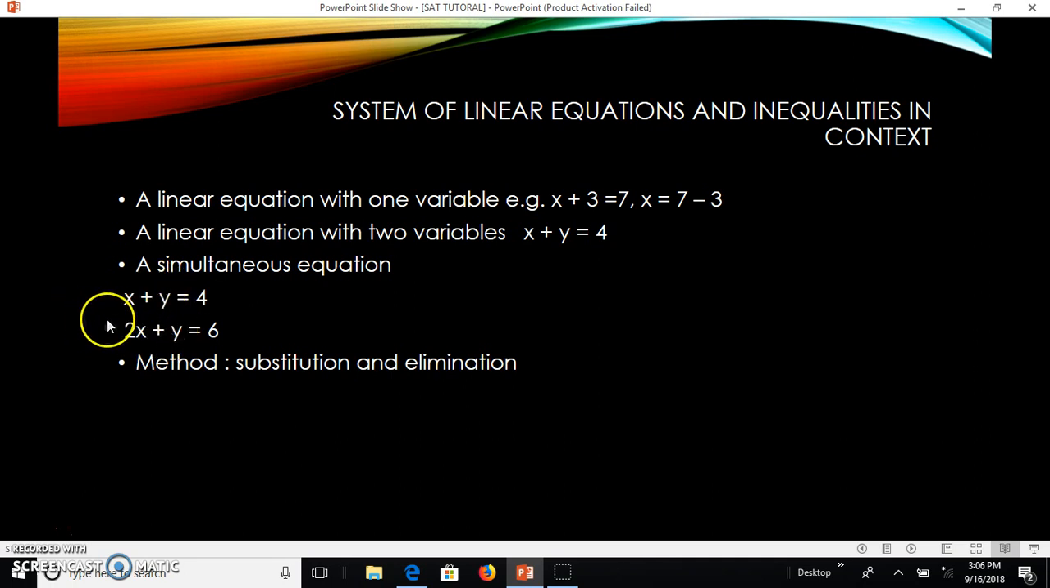If I subtract this equation from this equation now, I am going to get the value of x, because y minus y equals 0. 4 minus 6 equals minus 2. And here x minus 2x will give me what? That will give me minus x. So minus x equals minus 2. You understand? So you now get x equals 2.